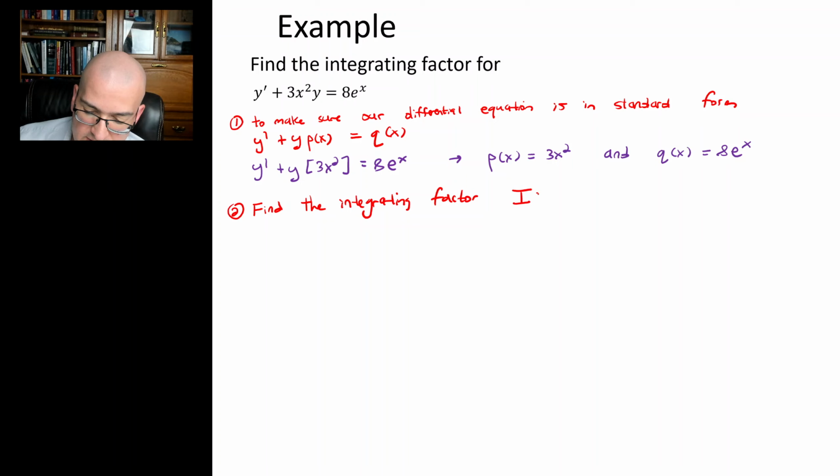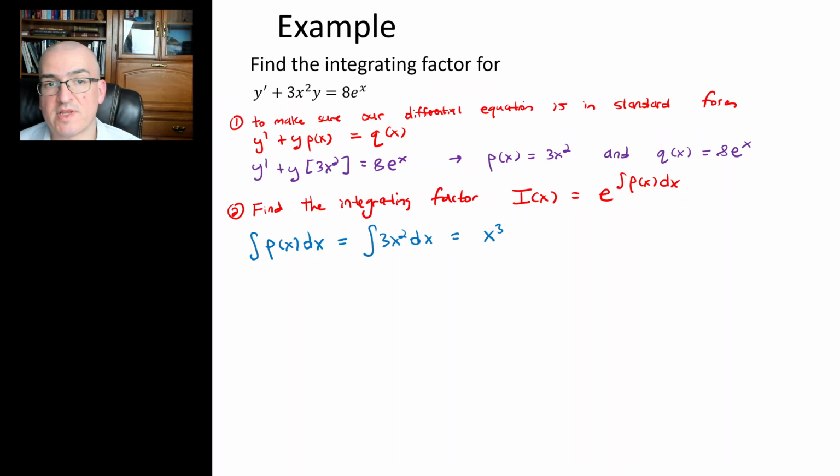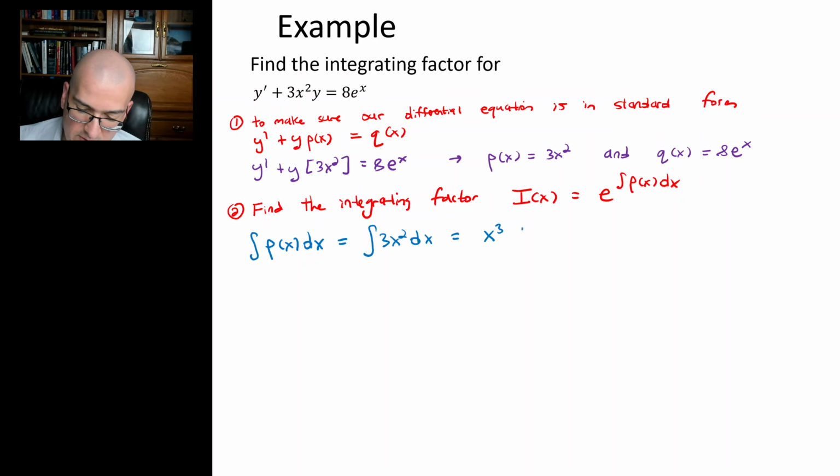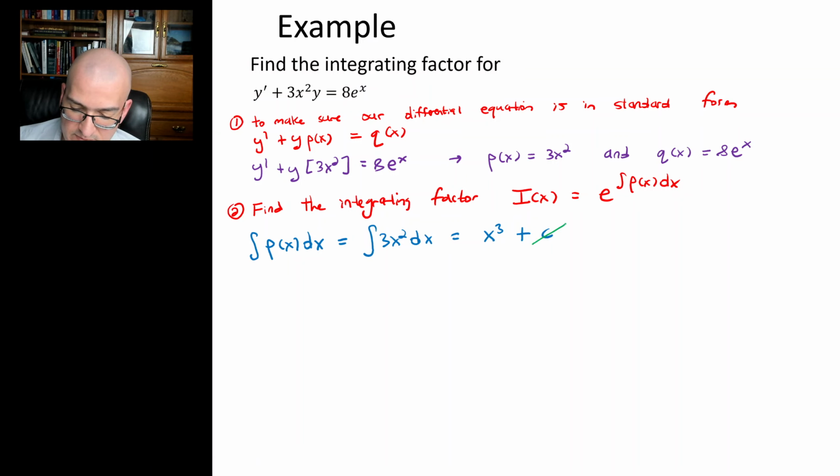I of x is e to the integral of p of x dx. So let's first find the integral of p of x. Integral of p of x dx, so that's the integral of 3x squared, which is x cubed. We get a plus c, but we can ignore the plus c for the integrating factor.